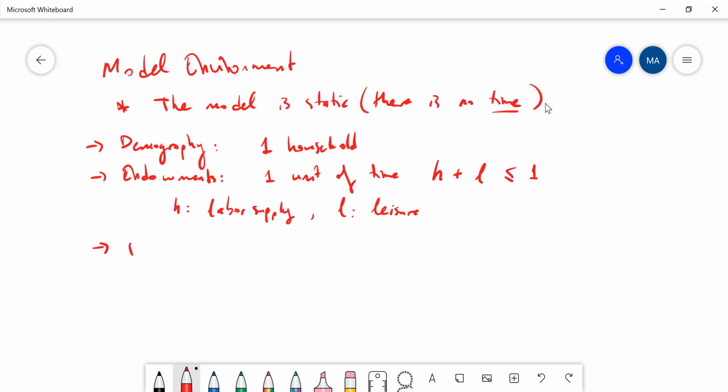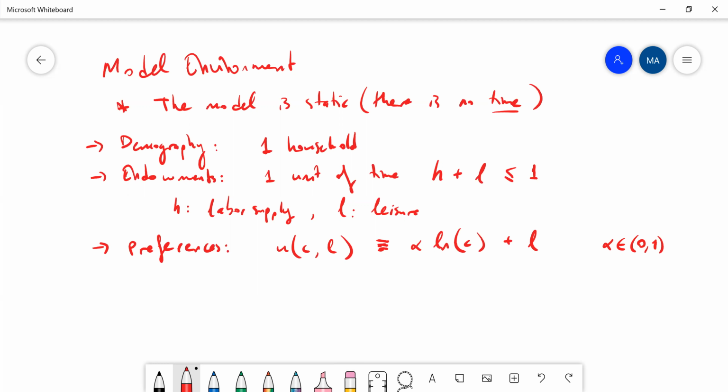Then you of course define the preferences. All right. So for the preferences, we're going to define this utility function, and the utility function looks like this. Let me double check. Sometimes I forget my own model. Yep. So here we assume alpha is between 0 and 1.